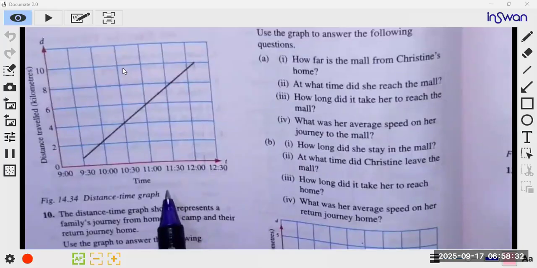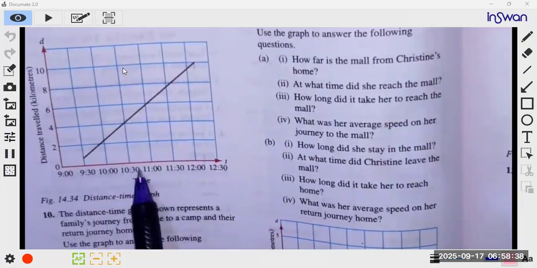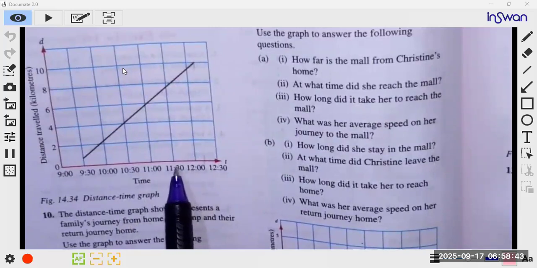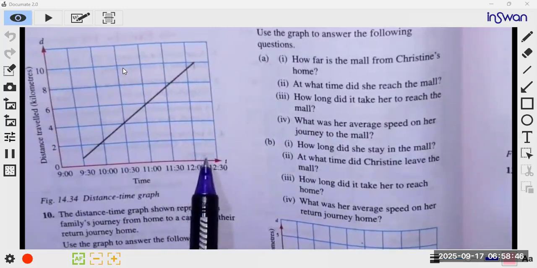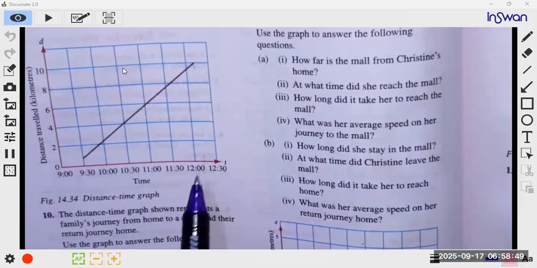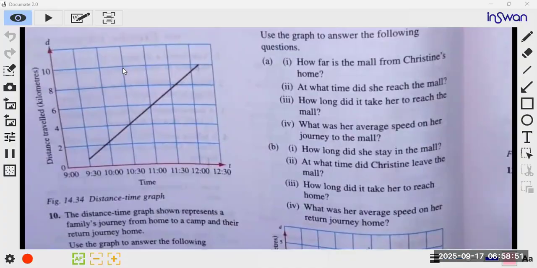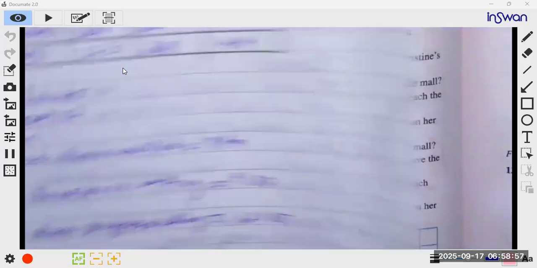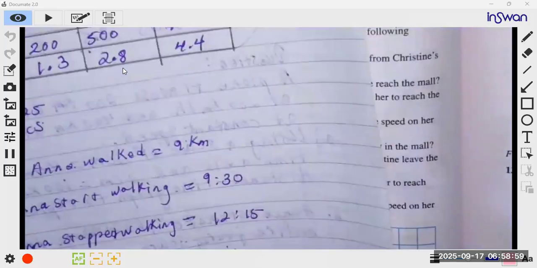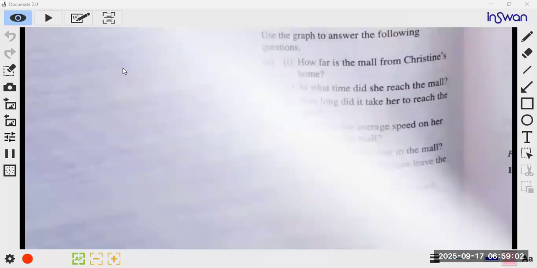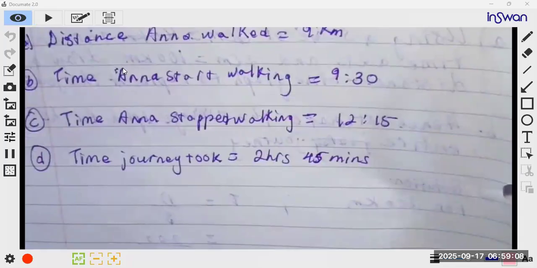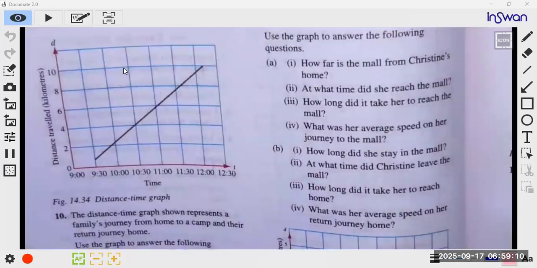You all understand what I just did there? Can you repeat? 9:30 to 10:30 is 1 hour. 10:30 to 11:30 is 2 hours. 11:30 to 12:15, that's 45 minutes. So the answer will be what? The time the journey took was 2 hours and 45 minutes. Okay with that? Yes or no? Yes, miss. Understand? So it'll be 2 hours and 45 minutes.